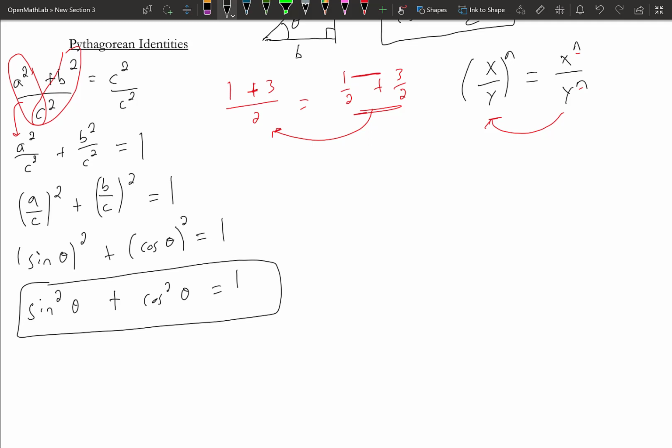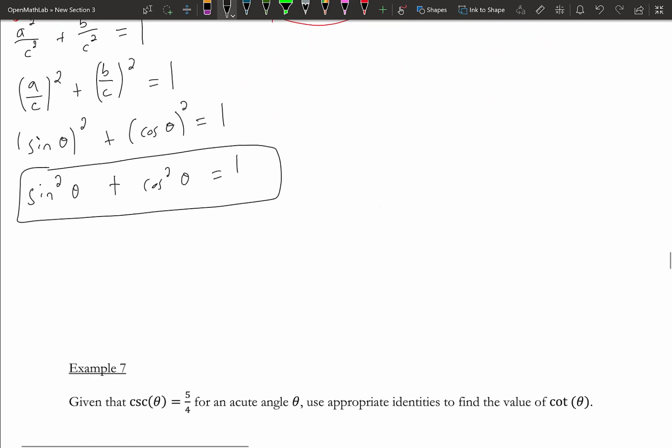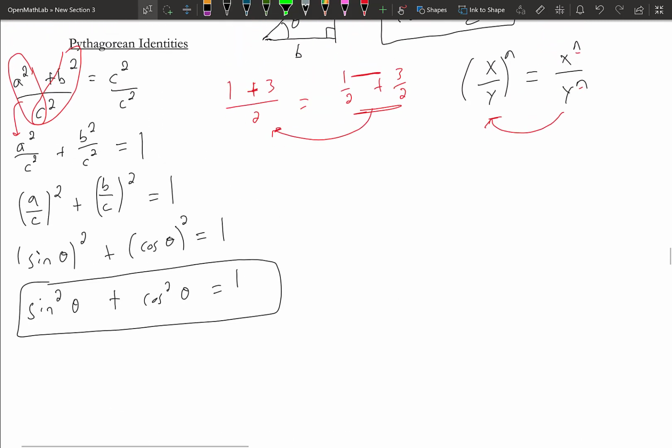So then what we could think about now is trying to make the other parts equal to 1.